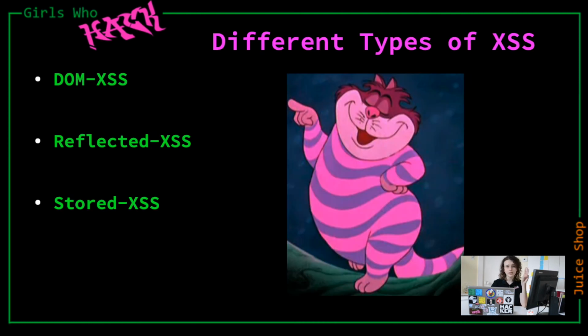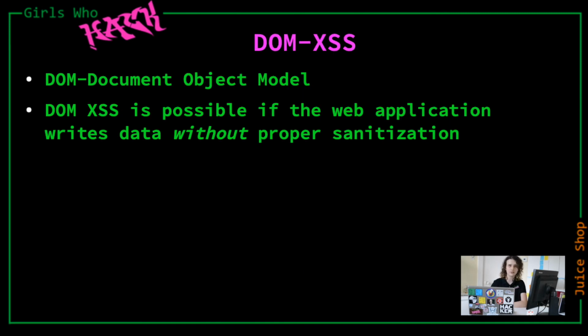There are three different types of cross-site scripting. There's DOM cross-site scripting, reflected, and stored cross-site scripting. First off, we have DOM cross-site scripting. DOM stands for Document Object Model. DOM cross-site scripting is possible if the web application writes data without proper sanitization.